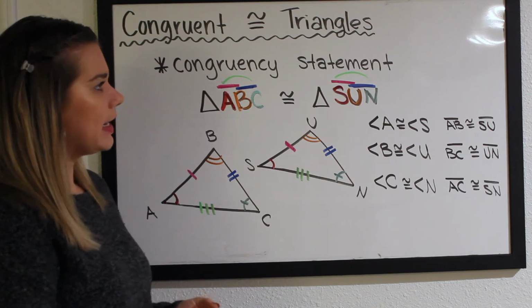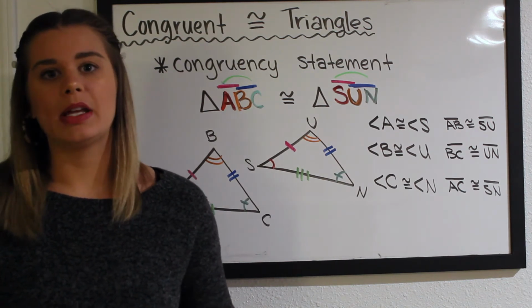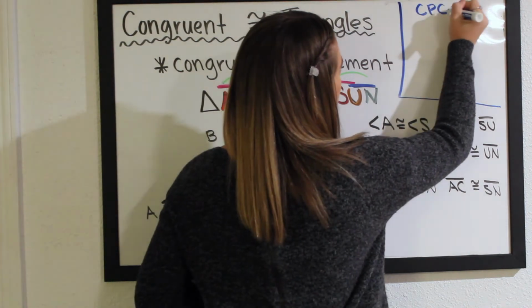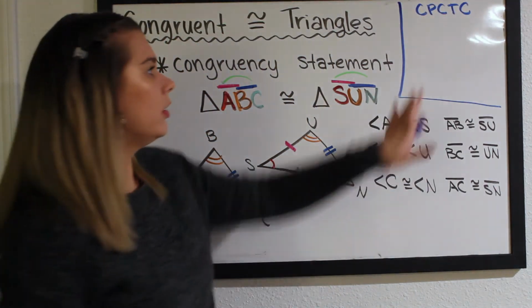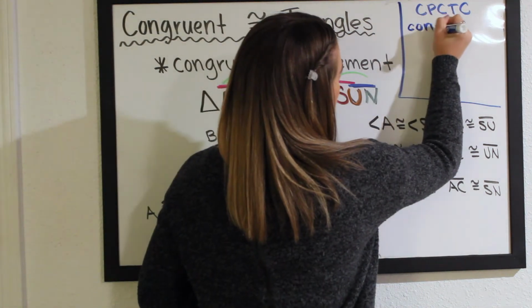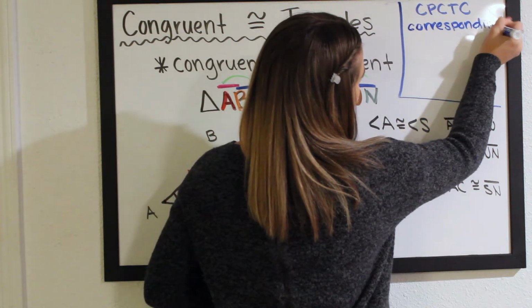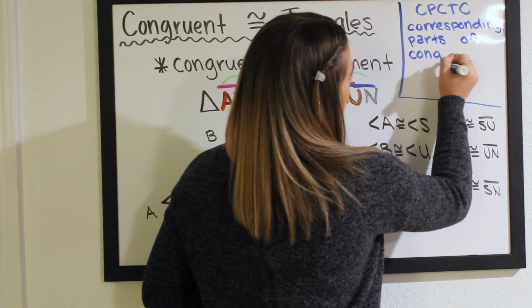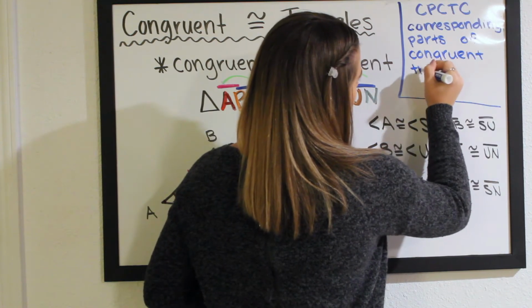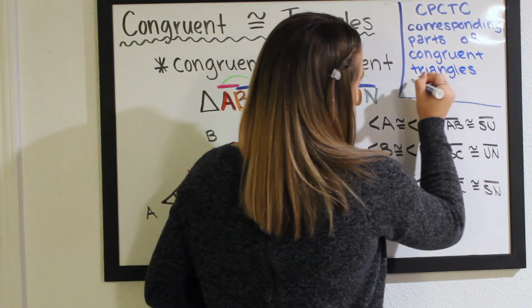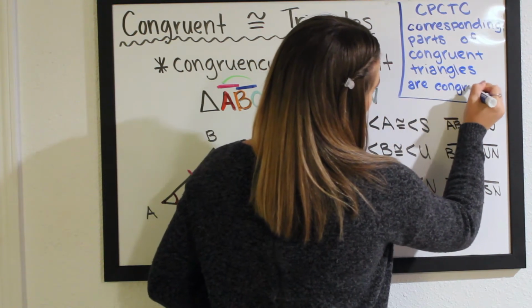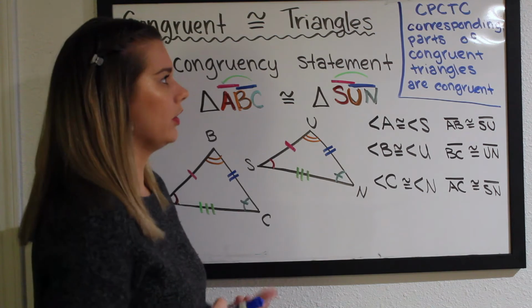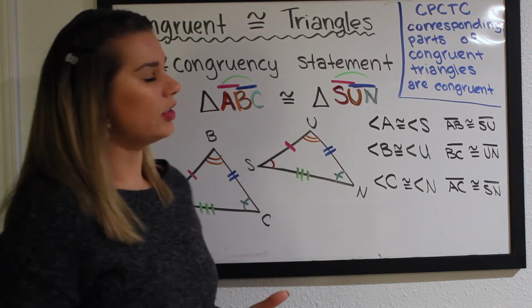Now, when we are stating that we know that 2 triangles are congruent, we use what's called CPCTC. It's an abbreviation for corresponding parts of congruent triangles are congruent. So CPCTC, corresponding parts of congruent triangles are congruent. This is basically just shorthand that we'll use.